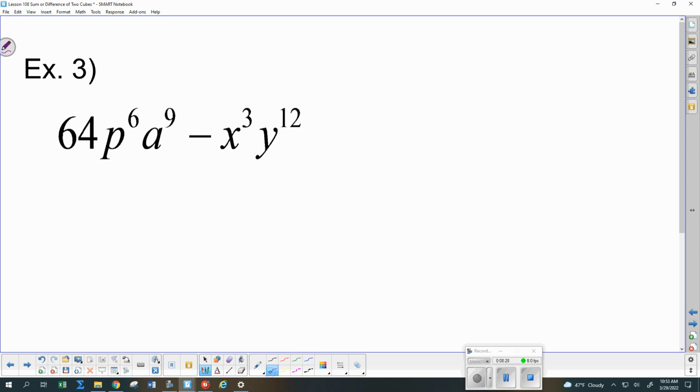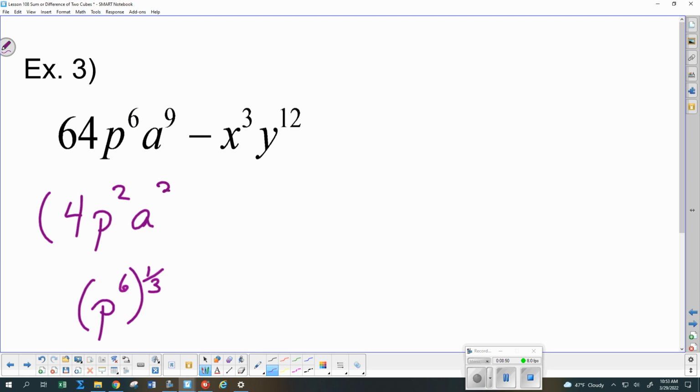So I need to take the cubed root of the first one, so 4. And then anytime I'm not sure, p to the 6th, the cubed root of that, what's 6 times a third? So I divide by 3 basically to say p squared. A, what's 9 divided by 3? So everybody good with the first part of my short parentheses?